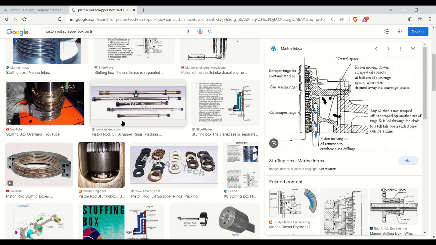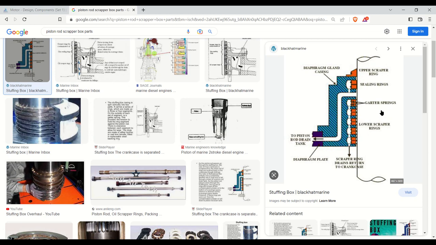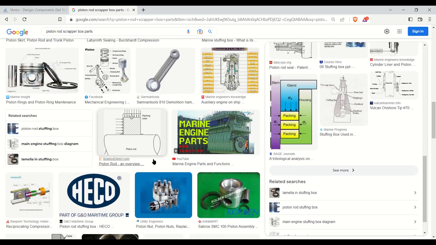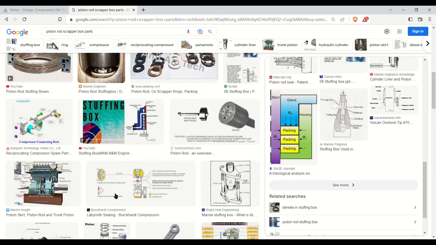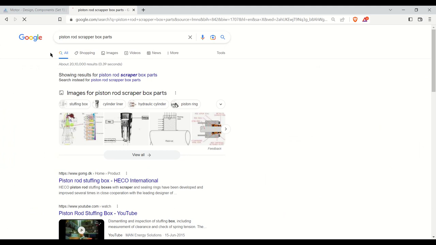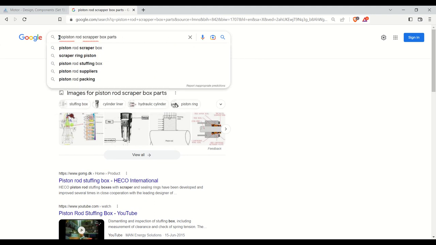We can see the images also, much clearer images. There is a garter ring arrangement which fixes it. The purpose of the garter ring is to keep it assembled, so that it doesn't get disassembled. We will see if there are any other purposes also.